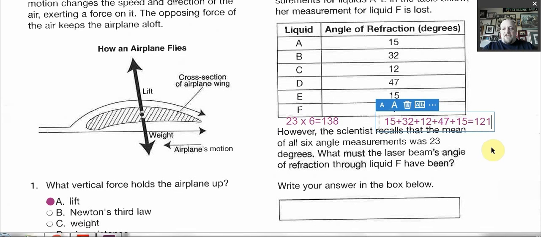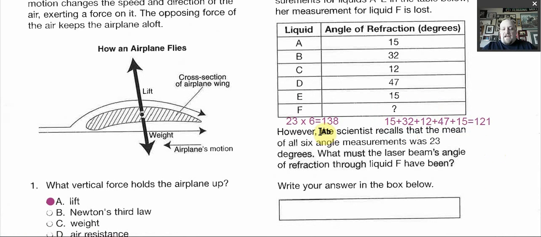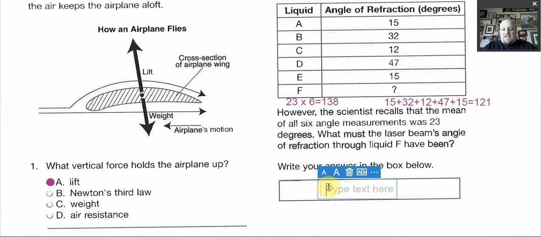So to get your answer here, you need to find the difference. So 138 and 121. So whatever's left from the 121 to 138 is going to be F. So it's 17.